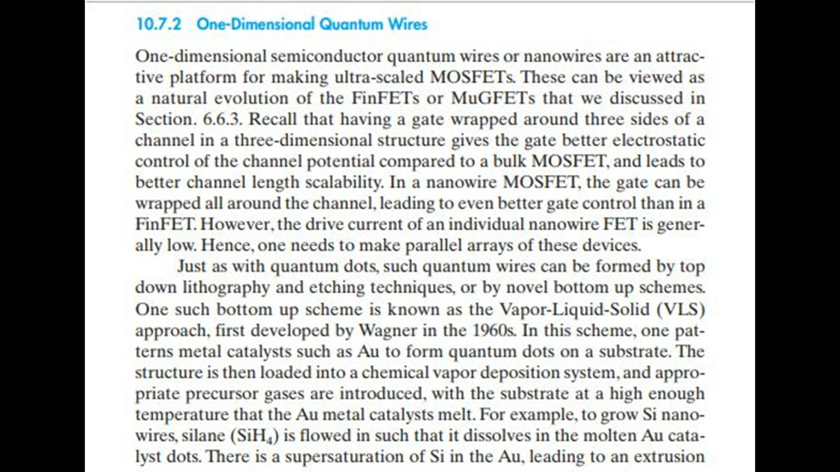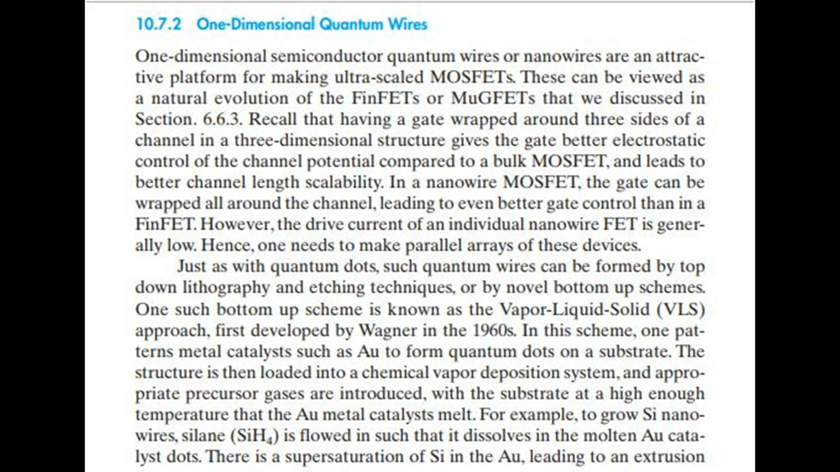One-dimensional quantum wires. One-dimensional semiconductor quantum wires or nanowires are an attractive platform for making ultra-scaled metal oxide semiconductor field effect transistors. These can be viewed as a natural evolution of the FinFETs or MUGFETs that we discussed in section 6.6.3. Recall that having a gate wrapped around three sides of a channel in a three-dimensional structure gives the gate better electrostatic control of the channel potential compared to a bulk MOSFET, and leads to better channel length scalability.